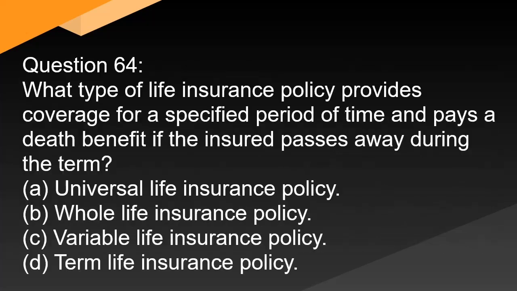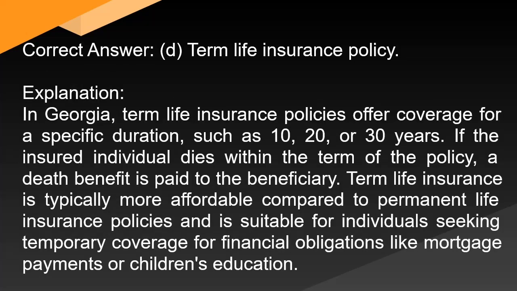Question 64. What type of life insurance policy provides coverage for a specified period of time and pays a death benefit if the insured passes away during the term? Correct answer: D. Term life insurance policy. Explanation: in Georgia, term life insurance policies offer coverage for a specific duration, such as 10, 20, or 30 years. If the insured individual dies within the term of the policy, a death benefit is paid to the beneficiary.